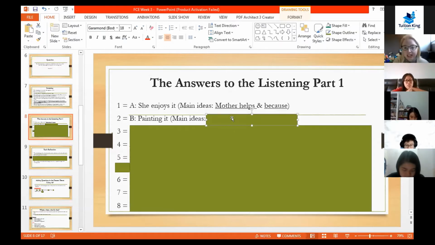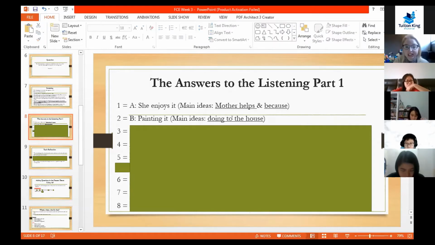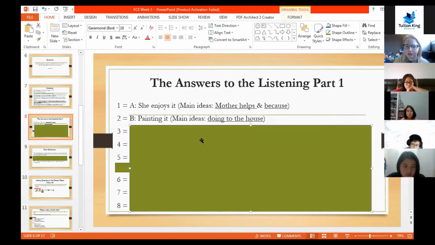So the main ideas in the question to help you determine the answer are: doing, to the house. So what are they doing to the house? Painting it is the answer, B. And if you're wondering, oh, I didn't hear the word painting, we're going to discuss that very soon in the next slide. For now, just look at your answer, tick whether it's correct or incorrect, and then we'll talk about the answers in a moment.